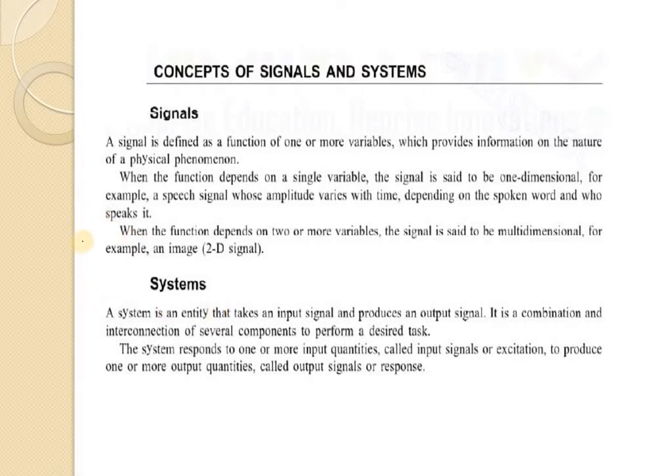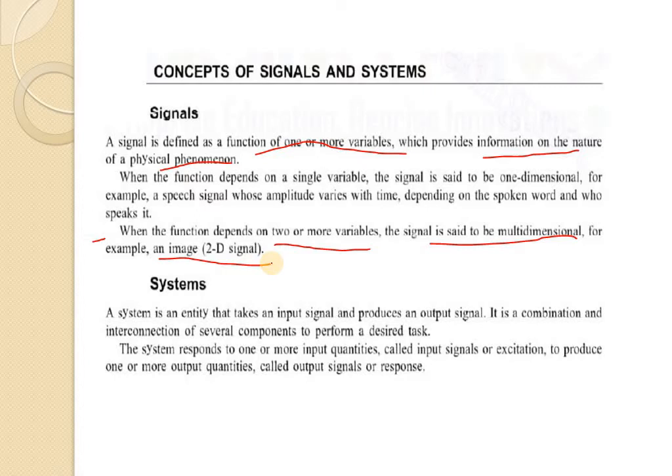That means signal is basically defined as a function of one or more variables which provides information on the nature of physical phenomena. That means signal is not a single quantity, it is a combination of more variable functions, and when these functions are dependent on two or more variables, the signal is said to be multidimensional. Suppose, for example, a 2D image.